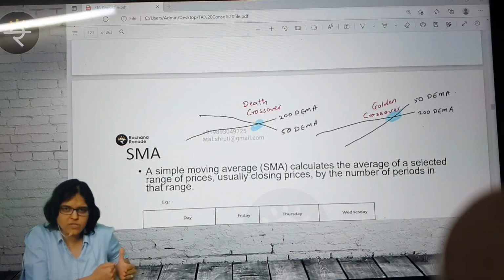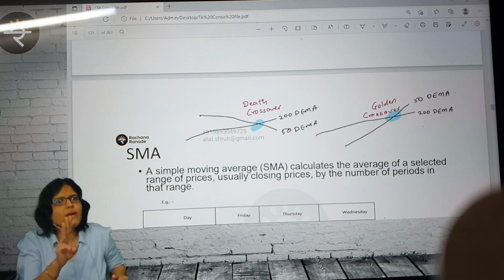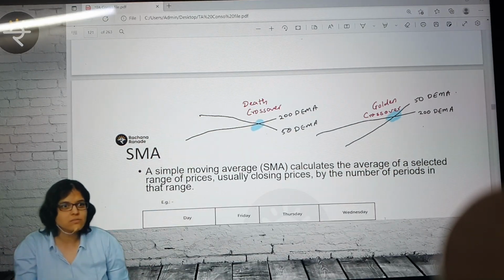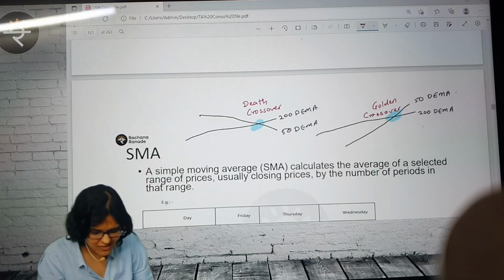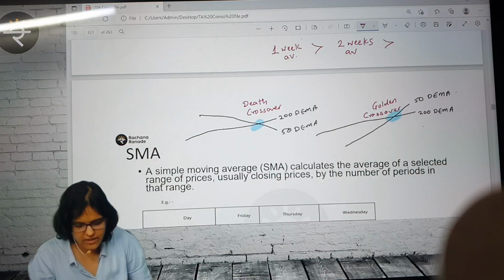So my short term, super short term average, 9 days, I can say like a 1 week average. Goes above 13, which is like a 2 weeks average. Goes above 26, which is like a 4 week average, almost 1 month average. So 1 week average is greater than 2 weeks average is greater than 4 weeks average.